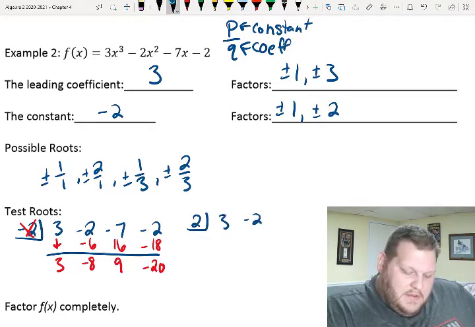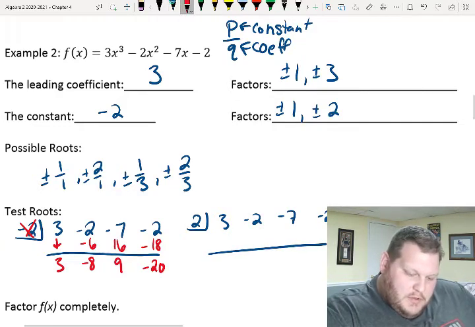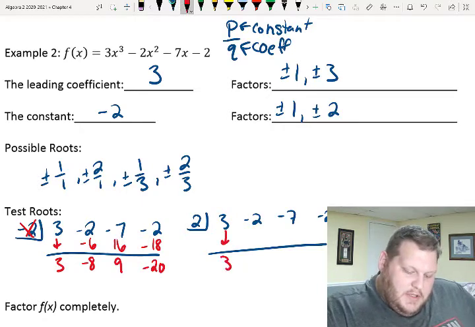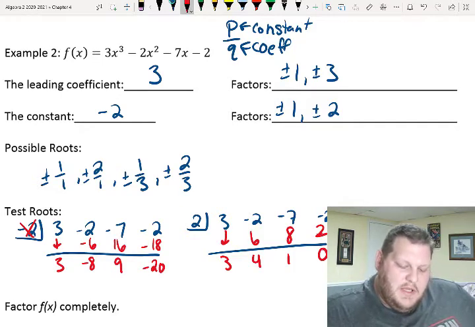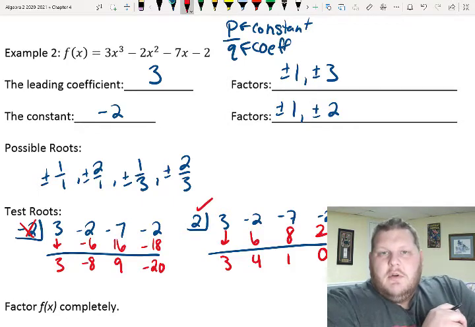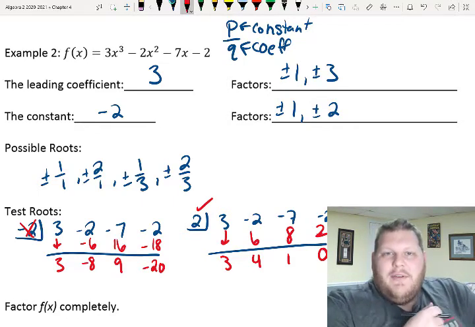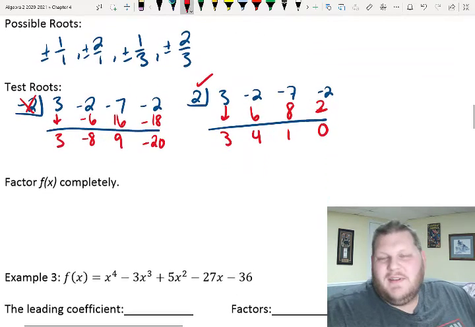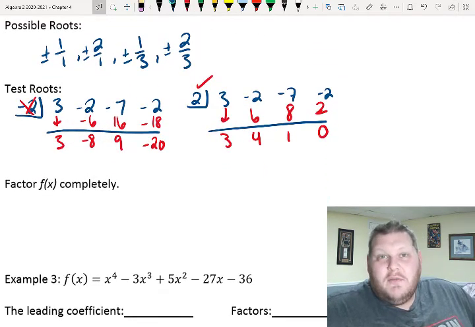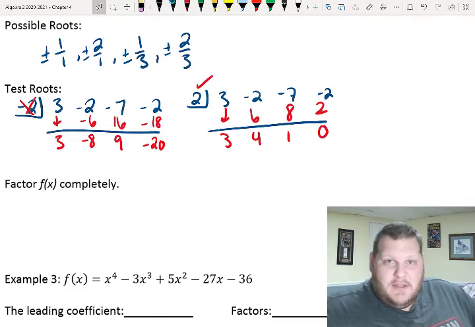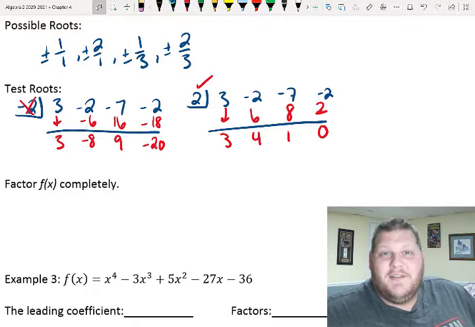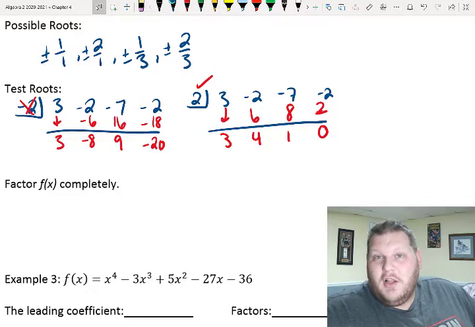Still 3, negative 2, negative 7, negative 2. Drop it down. 3 times that is 6, which adds up to 4, which is 8, which is 1, which is 2, which is 0. So yay! 2 is my first one that works. Obviously, I pre-planned it. I wanted to show one that didn't work, but it might be something where you have to do 2 or 3 of them before you get the first one that does. Maybe you're just a golden god and you guess the first one and it happens to be a remainder of 0 and you're just awesome. I hope that's the case for all of them.